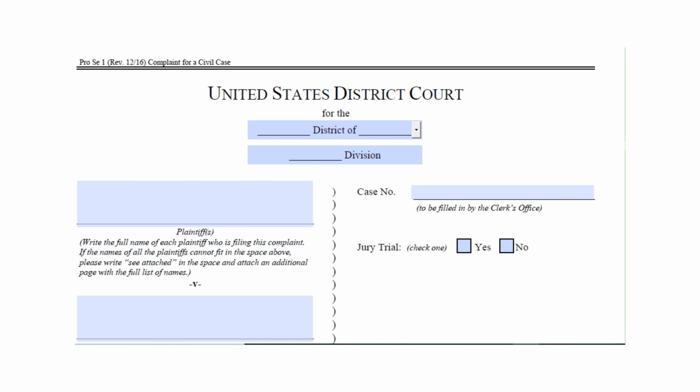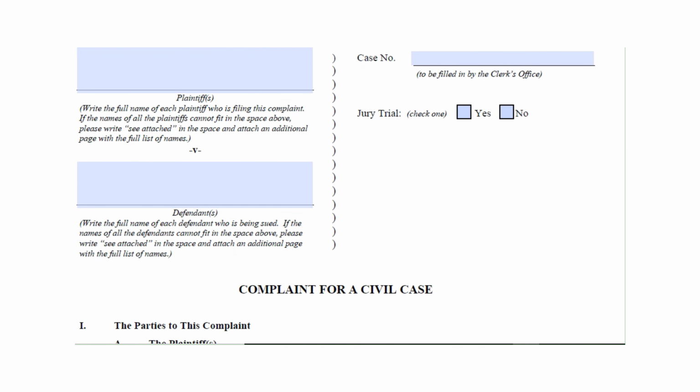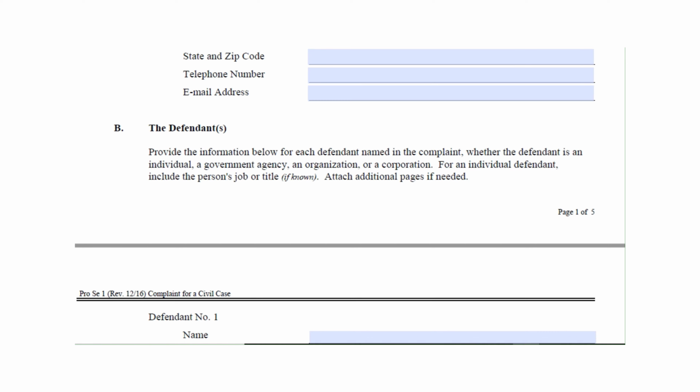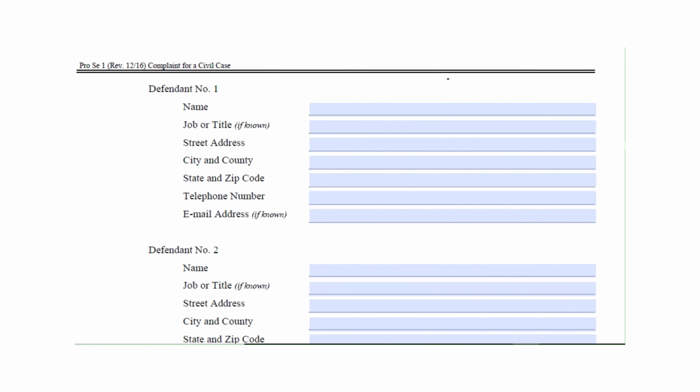This complaint is actually designed for the pro se litigant. So I'm just going to take you through it so you can see what it entails. Pretty self-explanatory. The plaintiff's and defendant's information, whether you want a trial by jury or not. The parties' information, the plaintiff, the defendant, and it even allows for multiple defendants.